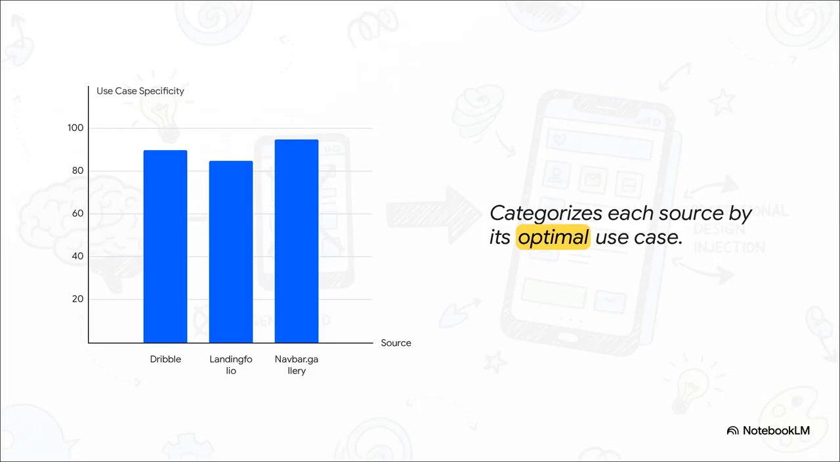And what's really useful here is to categorize these sources by their best use case. You should use Dribbble for that high-concept designer inspiration. Use Landingfolio when you need to see how design principles are actually applied in real-world business contexts. And then you turn to navbar.gallery for very specialized components like navigation systems.